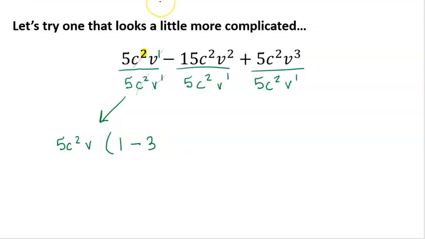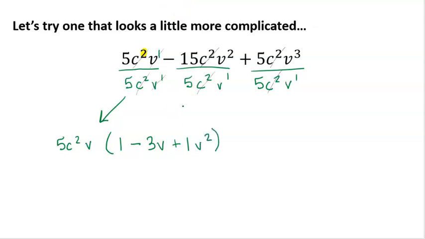And then c squared and c squared, 2 minus 2 is 0. And then I have v squared and v to the first. So 2 minus 1 gives me 1. And then positive 5 divided by 5 gives me 1. And then I have that c squared and c squared. And then v to the third and v to the first. 3 minus 1 gives me 2.